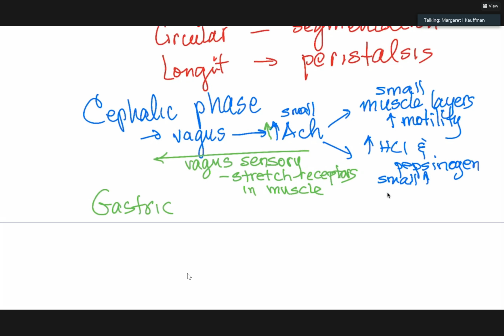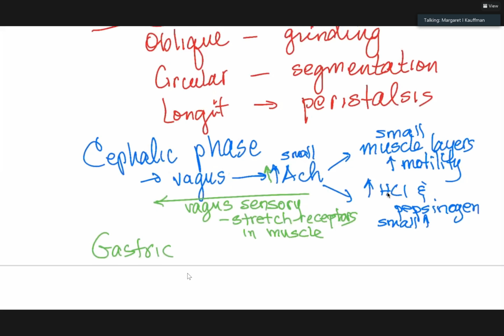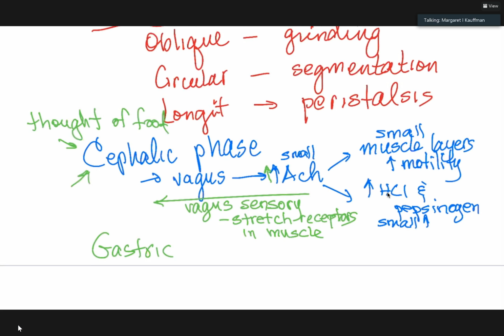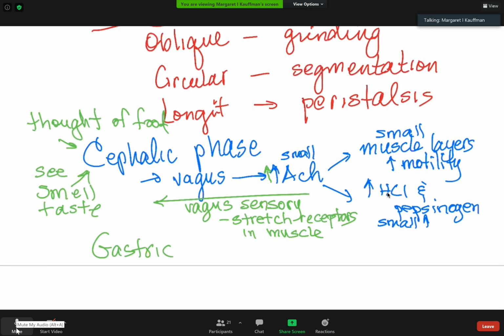The one thing that we left out of cephalic is you could have the thought of food, but you could also have some other sensory inputs, right? So you could be right now thinking about lunch, just thinking about it, or you could have smelling. If somebody is making it, you could have smell and taste, and you could see it. You could say, wow, that looks really delicious. So all your other senses come through.